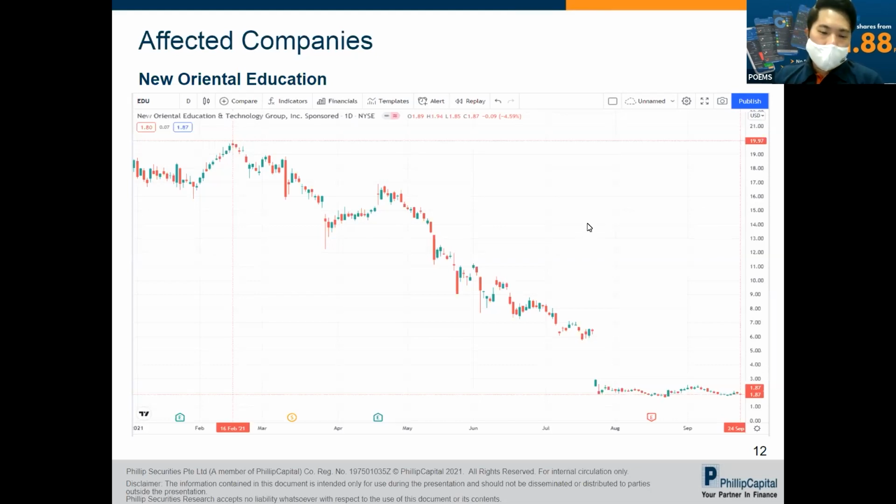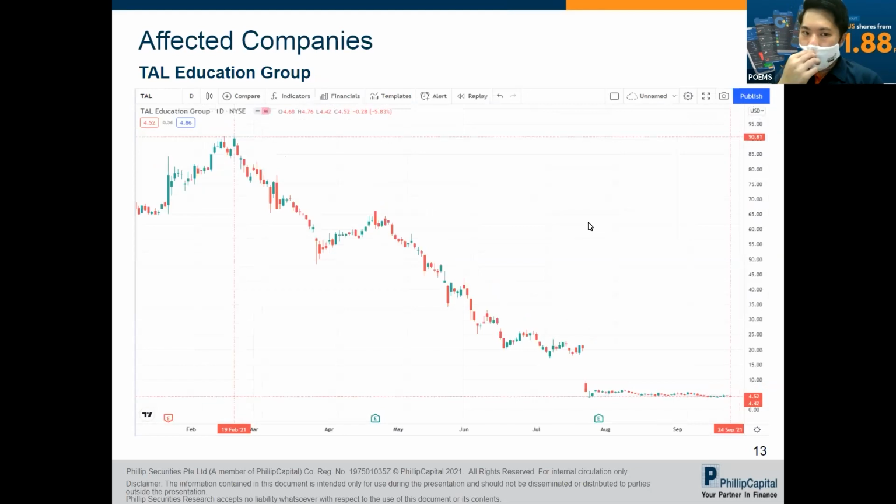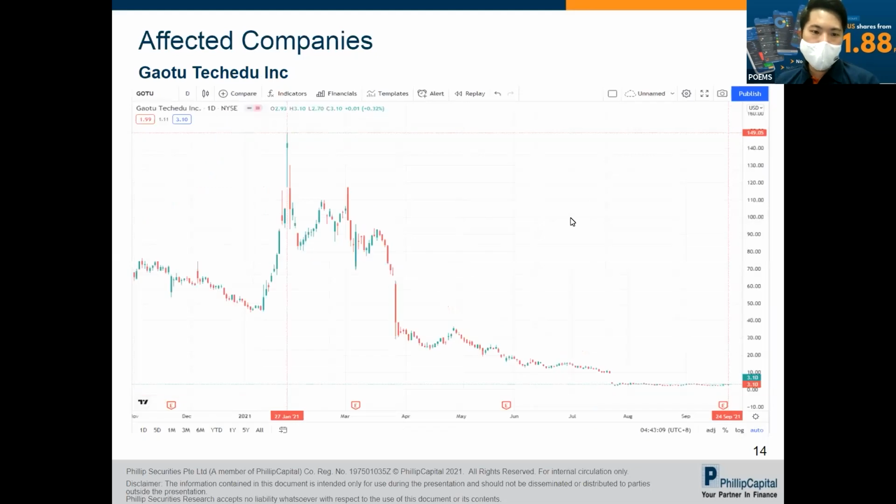Another company that got hit by the non-profit education rules was TAL Education Group. As you can see, yet another big hit, a very strong downtrend, from a high of $90 US dollar to 4.5 US dollar. That amounts to another 90% drop in the share price. And lastly would be Gaotu Techedu, where again there was another over 90% drop in share price, from a high of 149 US dollar to 3 US dollar. So that's also a big hit.